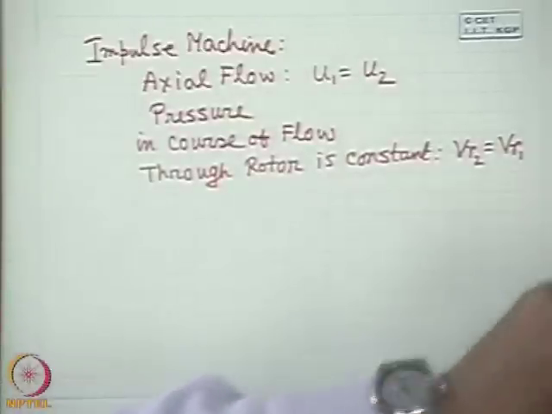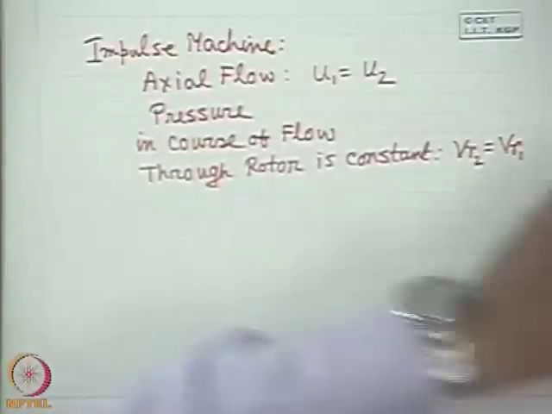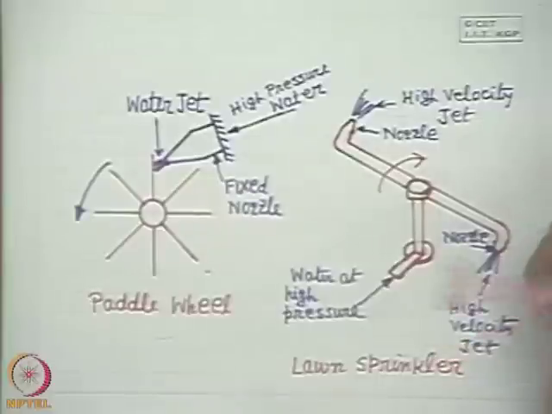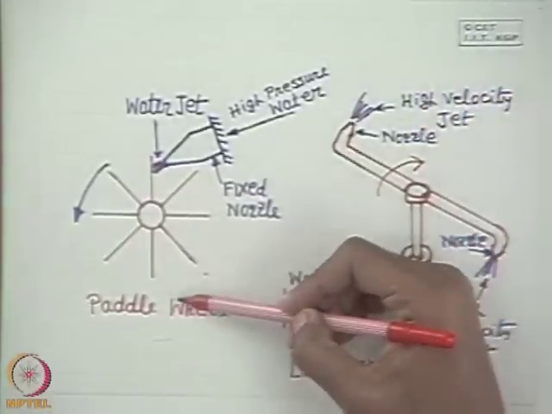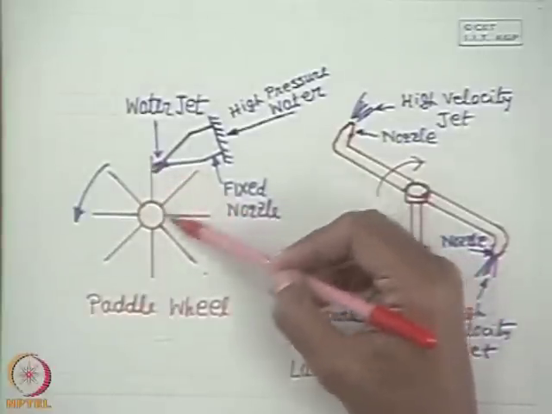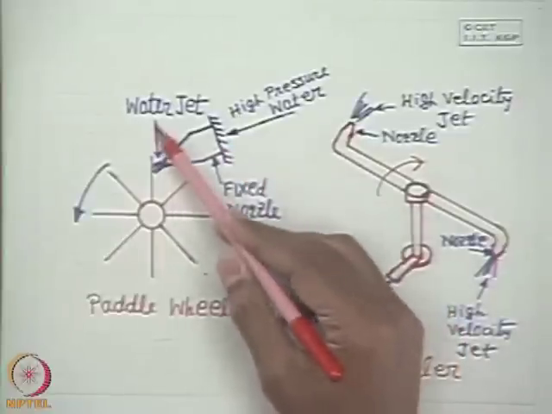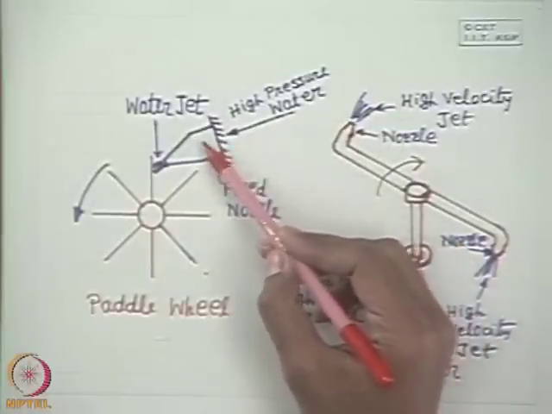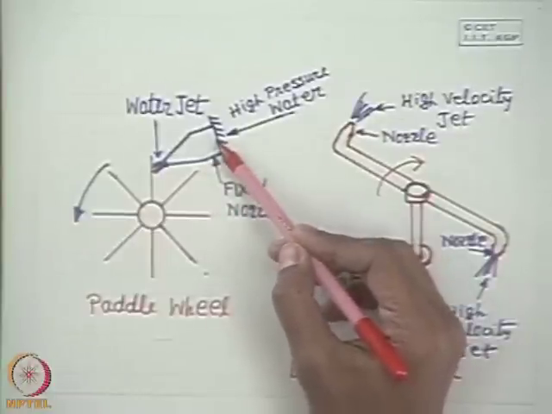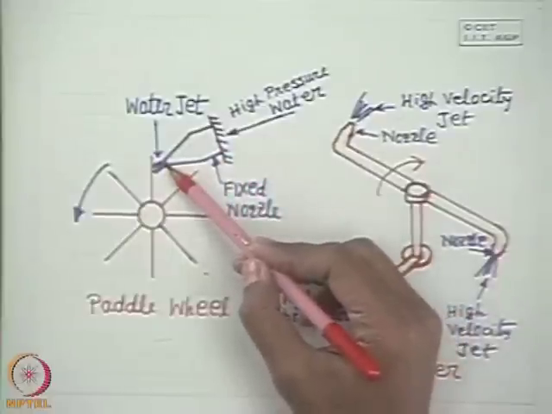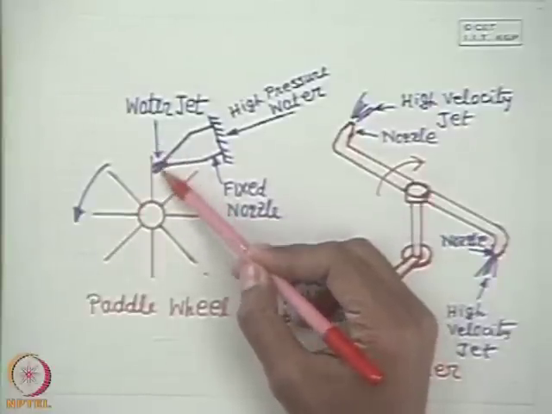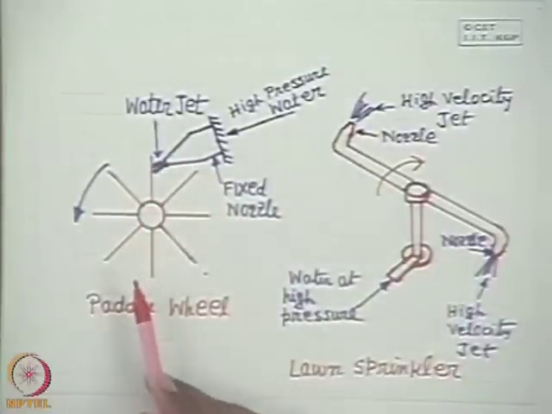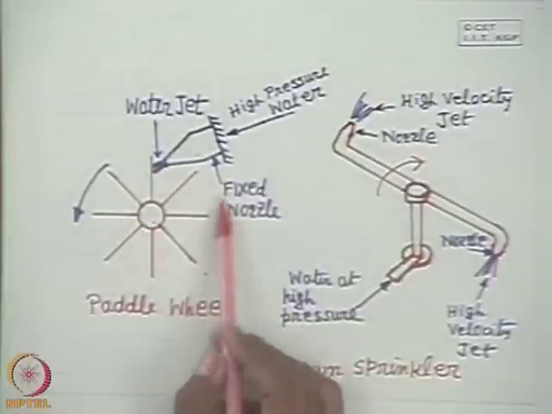Now, the concept of impulse and reaction machines, before coming to the description of actual machines, can be well understood by two very interesting but simple examples of popular fluid systems. One here is a simple paddle wheel. As you know, a simple paddle wheel has certain straight blades which are rotated by a water jet coming from a fixed nozzle. The nozzle is fixed, where high pressure water enters into the nozzle and flows through a convergent duct, which converts the high pressure, low velocity fluid to a low pressure, high velocity fluid, and it comes out as a high velocity fluid jet. So the water jet makes this wheel move. This gives a very good example of an impulse machine. So this nozzle and this wheel can be thought of as a fluid machine.